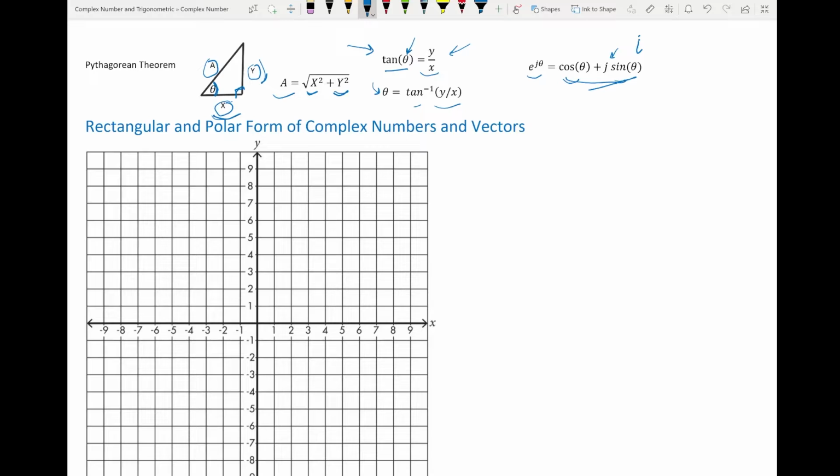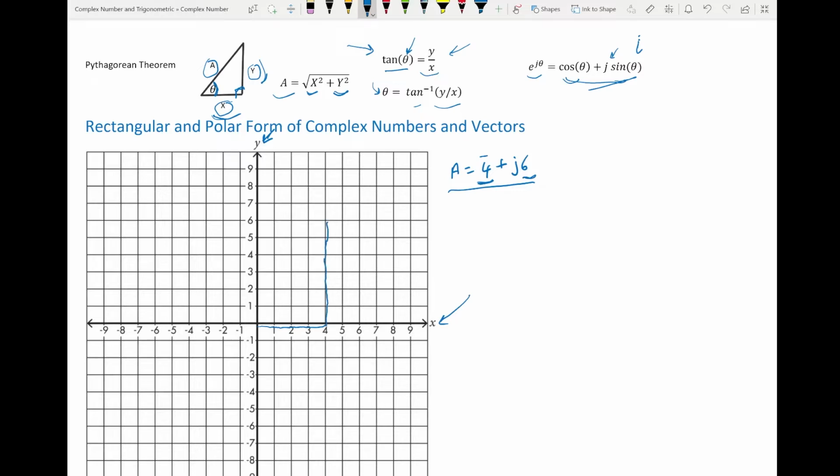If we have a complex number A equals 4 plus j6, then this is expressed now in rectangular form, where the 4 is the real part and the 6 is the imaginary part. Now, if I try to plot this complex number as a vector, then I will move in the x-axis. This will represent the real part and the y-axis will represent the imaginary part. So I will move in the x-axis 4 units. Then I will go up 6 units in the vertical axis.